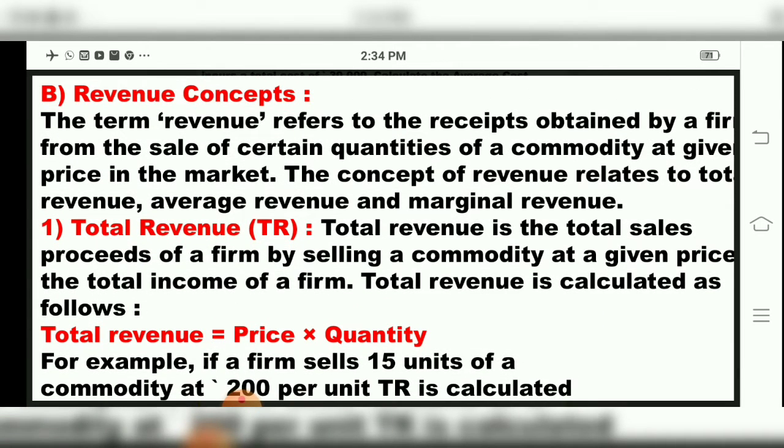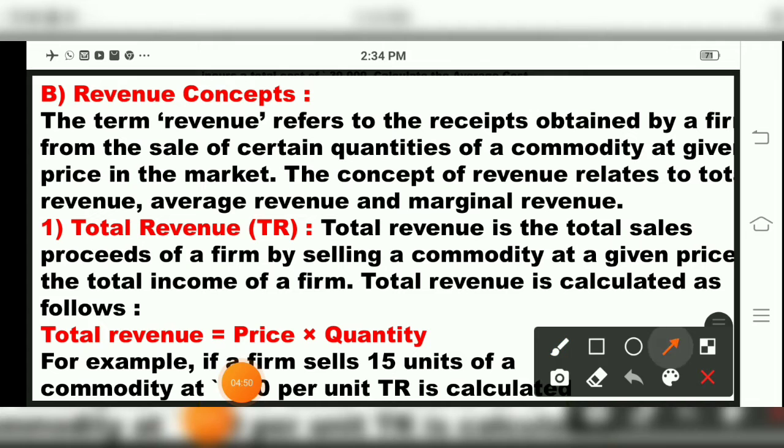Now come to our second point. After this cost of production, we have studied total cost, average cost, marginal cost. Now we come to our next point in the chapter, children, that is called revenue concepts. Now what is this revenue concepts? The term revenue refers to the receipts obtained by a firm from the sale of certain quantities of a commodity at a given price in the market.